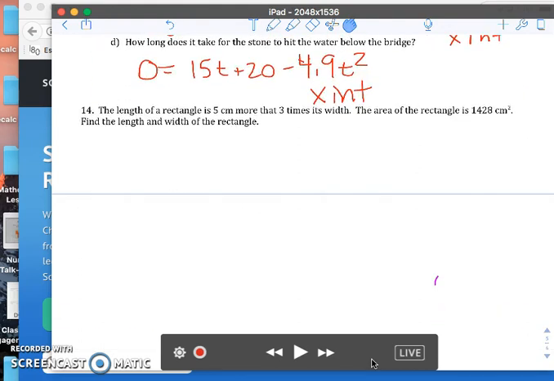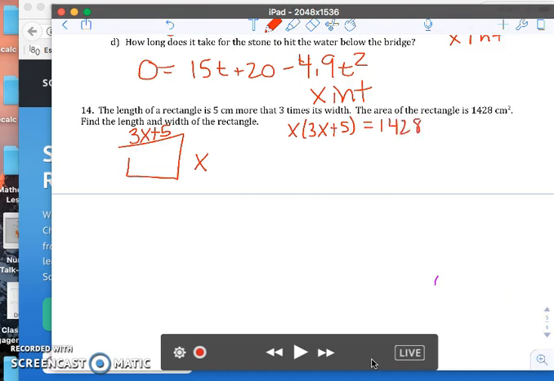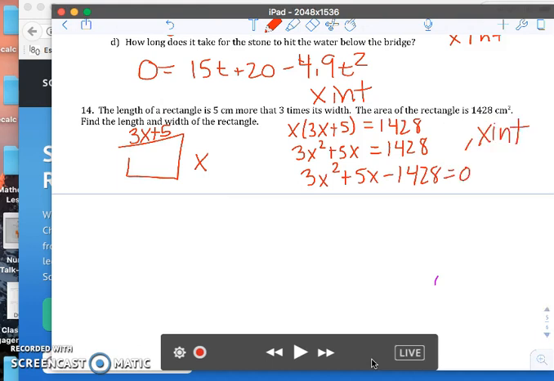And then this last one, a rectangle. Let's see. A rectangle is 5 more than 3 times the width, so 3x plus 5, and its area is 1,428. So x times 3x plus 5 equals 1,428. Distribute, we got 3x squared plus 5x equals 1,428. Set it equal to 0. 3x squared plus 5x minus 1,428 equals 0. And then we'd be looking for the x-intercepts.